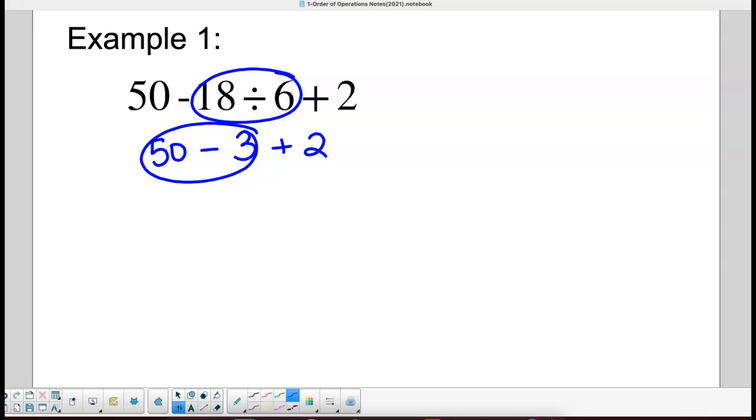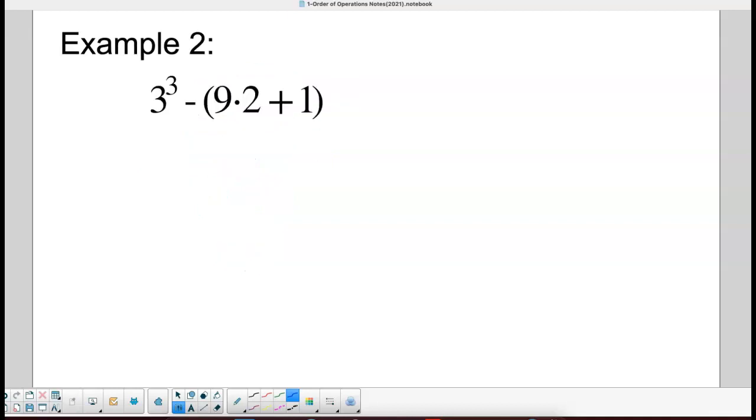So 50 minus 3 is 47. And then 47 plus 2 is 49. So our answer to that problem is 49. And if we all follow order of operations, we'll all get the same answer. Okay? That's kind of the point of it. We all want to get the same exact answer. Okay, let's try another one.